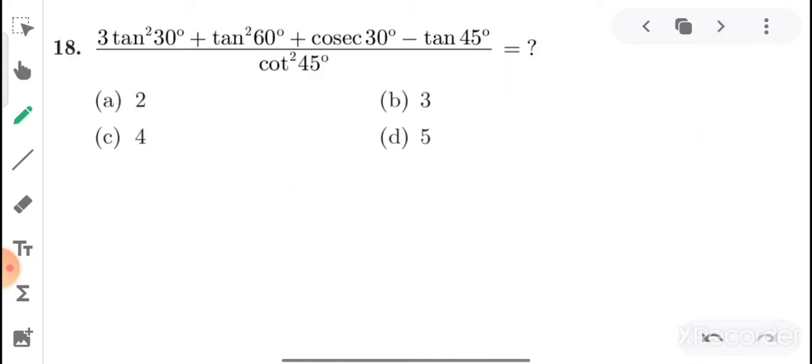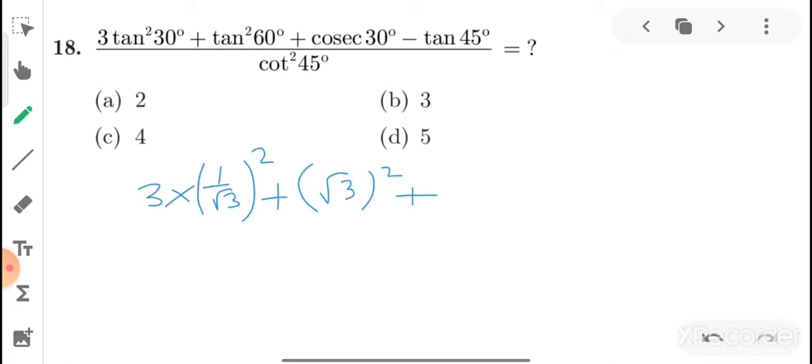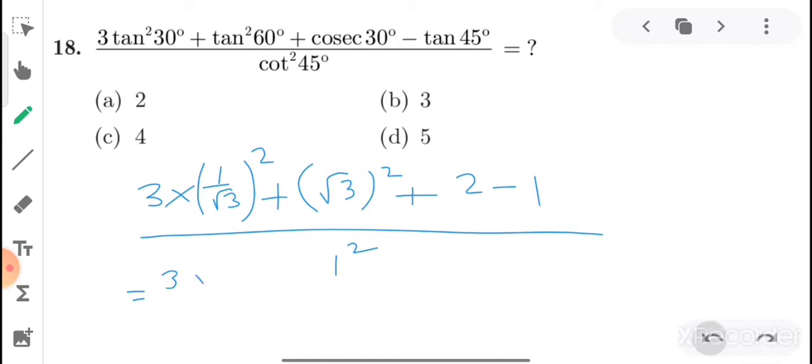See the next question of trigonometry. We just have to put the values of tan, cosec and cot. 3 into tan square 30 degree means (1 by root 3) whole square, plus tan 60 (root 3) whole square, plus cosec 60 means 2, minus tan 45 (1) by cot square 45 (1) also. Then it will give 3 into 1 by 3, that will be 1, plus 3 plus 1 by 1, that will give 4. Hence C will be the correct option. These questions take hardly 30 seconds to solve.